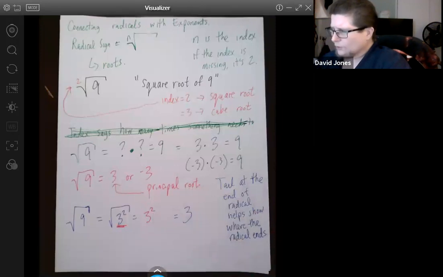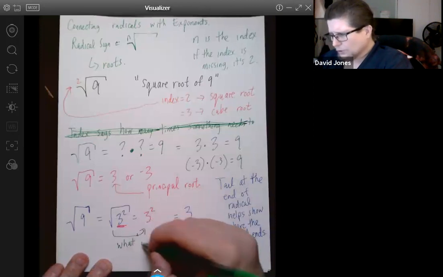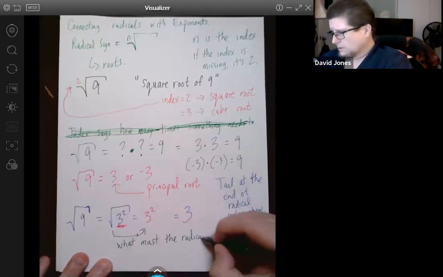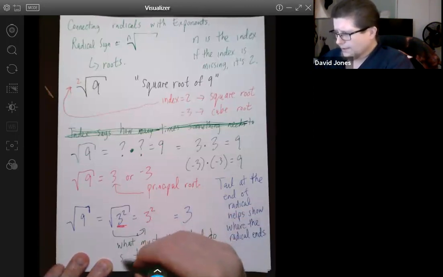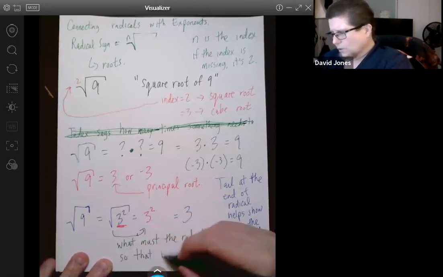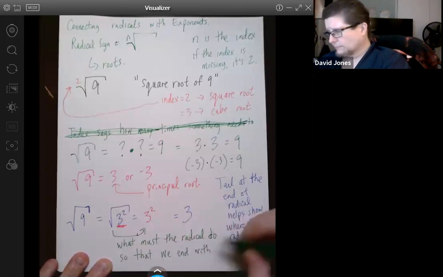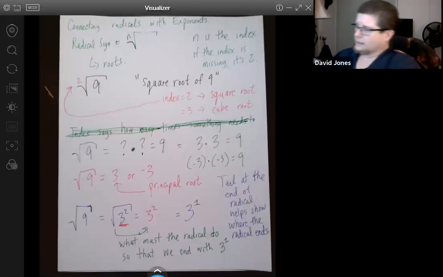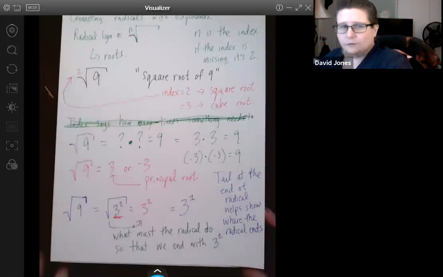What does the radical have to do? What must the radical do so that we end with 3 to the first power? Because that's really a 3 to the 1. And we know it's not subtracting exponents. If it was subtracting exponents, there would be a 3 on the bottom.